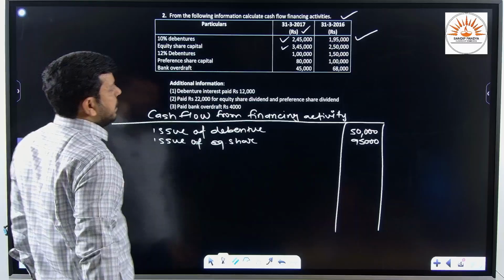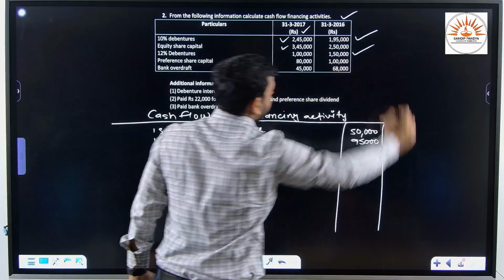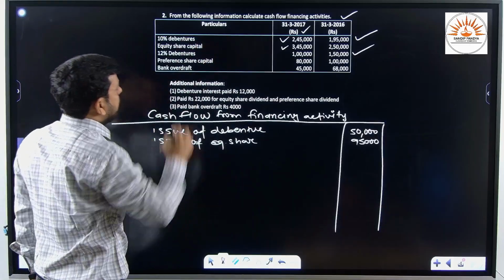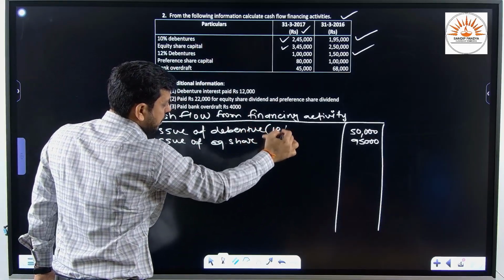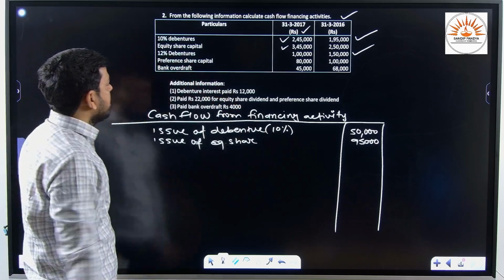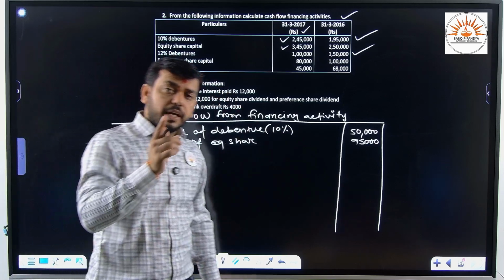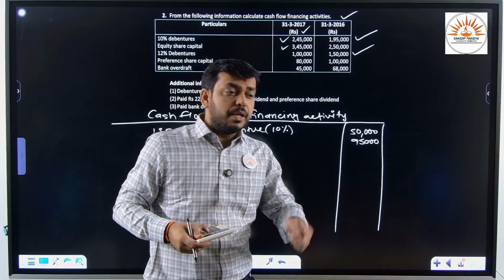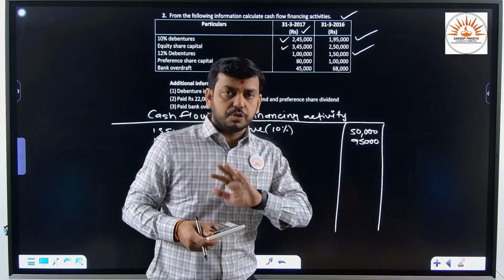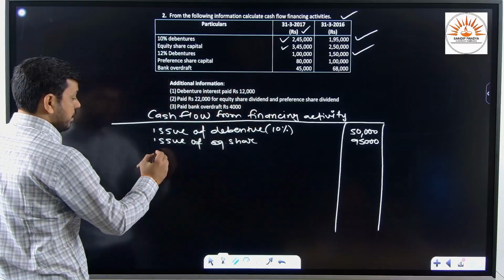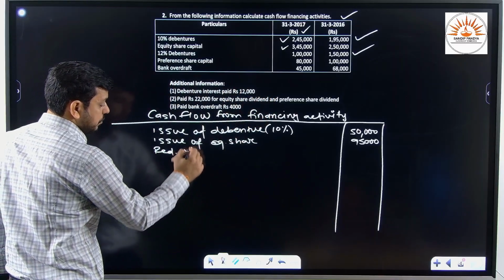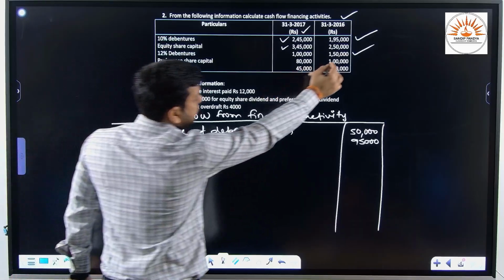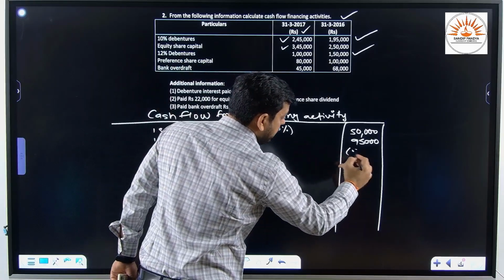Next is 12% debenture. What was the amount of debenture in the opening? 1,50,000. Now it became 1 lakh. So see, whenever we have been given two types of debenture, do not forget to write 10% debenture, and 12% debenture, which was rupees 1,50,000 and became 1 lakh. So what does it indicate? We have made the payment to the debenture holder during the year. That means cash goes out. So we shall write redemption of debenture, that is 1,50,000 minus 1 lakh, which is rupees 50,000.